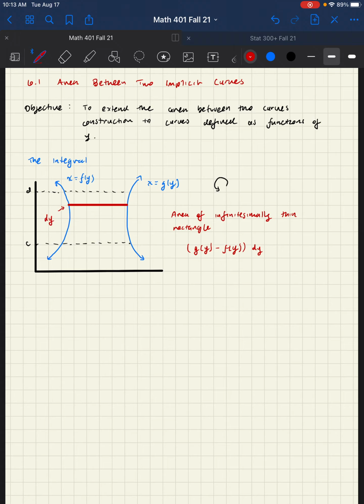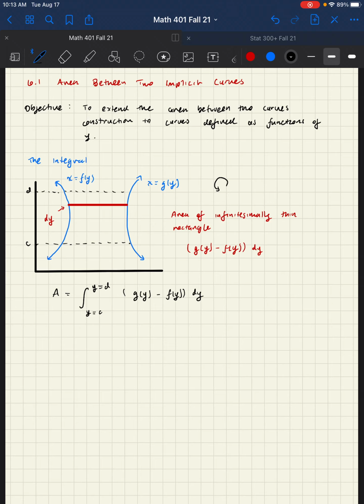So this height is dy and the width is the difference between the two curves. Okay, so it looks fundamentally the same, except now we're talking about a variable y. So really, the area will be the integral from y equals c to y equals d. I'm just writing out explicitly what the limits of integration are, because this is the first time that we're explicitly integrating with respect to a different variable, okay?